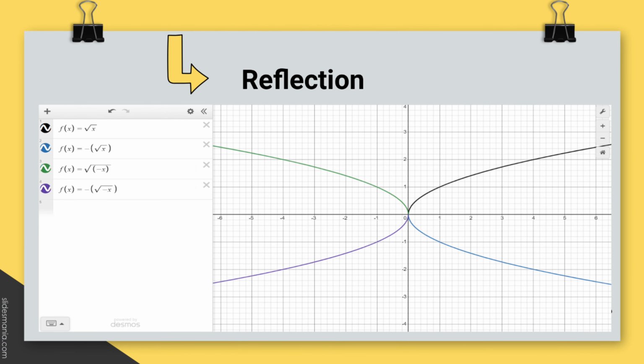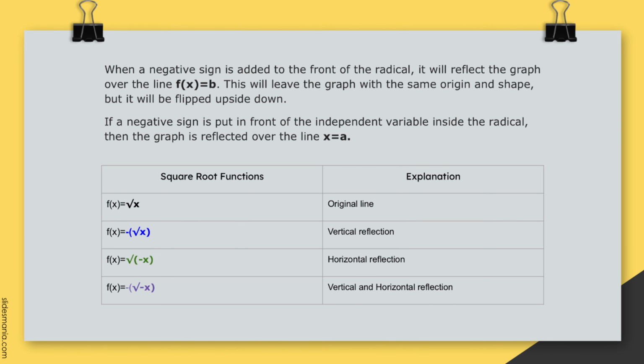For the reflection of square root functions, when a negative sign is added in front of the radical, it will reflect the graph over the line f(x) equals b, also known as the y-axis. If the negative sign is put inside of the radical, then the graph is reflected over the line x equals a, also known as the x-axis. However, if both negative signs are added inside and in front of the radical, then it will reflect the graph on both the y-axis and x-axis.